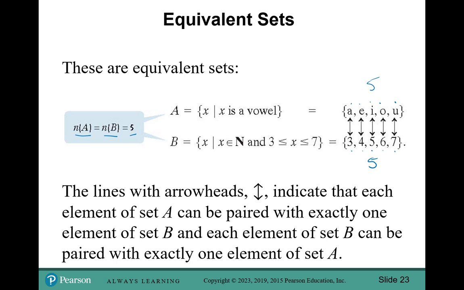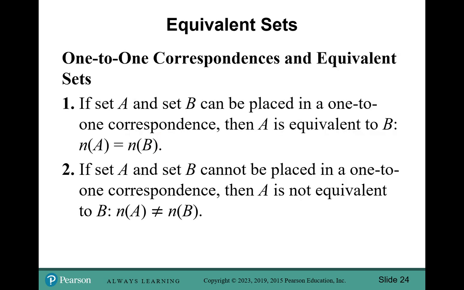The lines with arrowheads up and down, just like so, indicate that each element of set A can be paired with exactly one element of set B, and each element of set B can be paired with exactly one element of set A. So essentially, this pairing that we've done here with these lines shows that each element can have exactly one pairing with another element in each of those sets, helping further prove that they are equivalent sets. So that's what we call a one-to-one correspondence and equivalent sets.